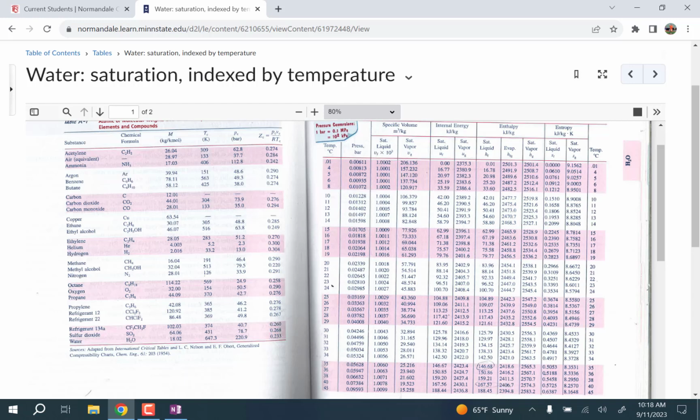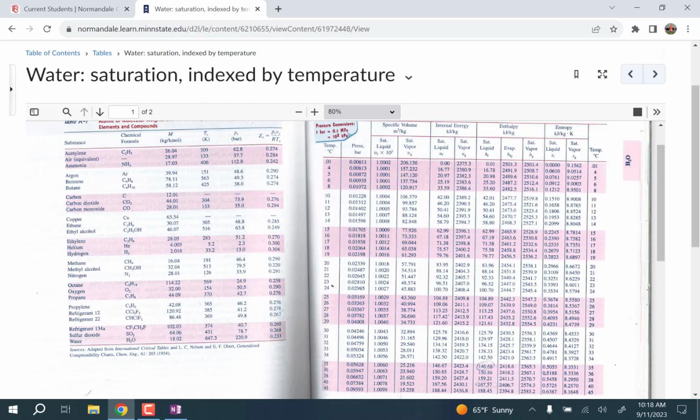A problem with tables is you can't get continuous lookup values from a table. And so what are you going to do if you're not looking for 15 degrees, you're looking for 15.4 degrees? We're going to use linear interpolation for that.